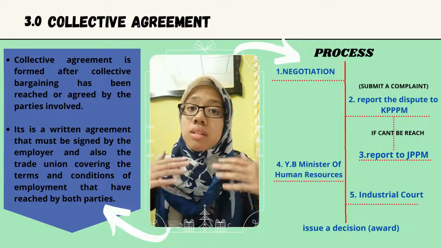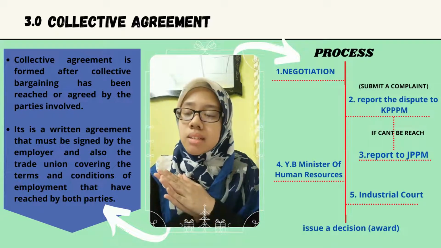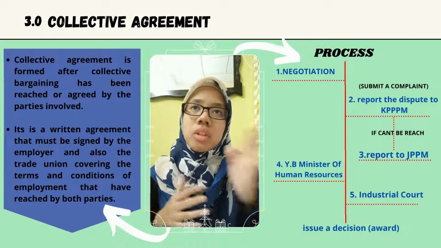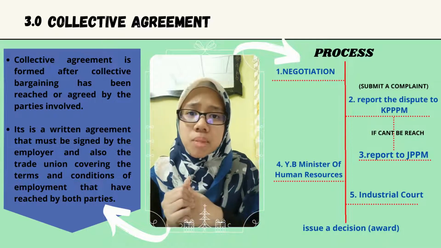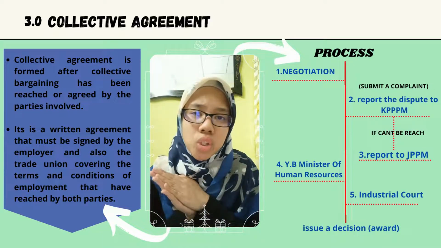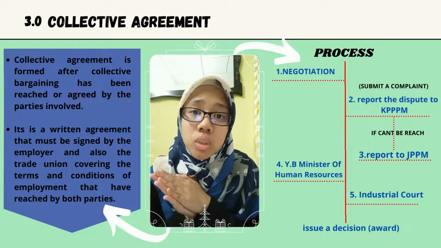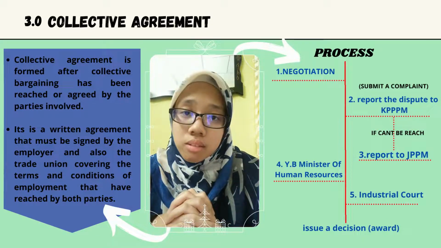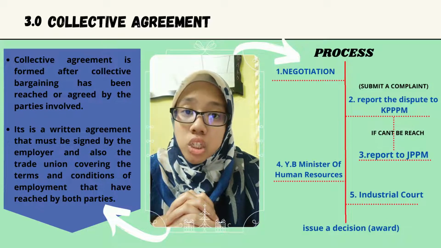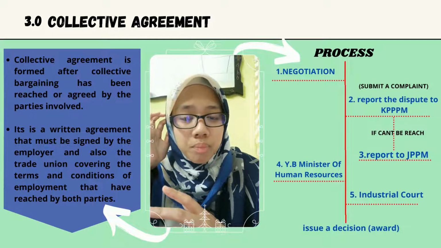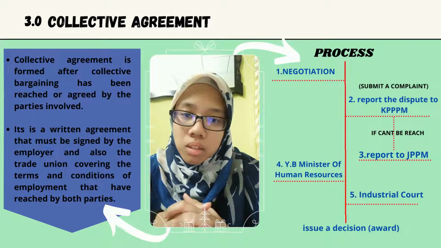And then if settlement also cannot be reached, KPPM will inform the YB, the Minister of Human Resource. After examining all the facts of the dispute, the Minister will decide whether it is appropriate or not to refer it to the industrial court. Finally, in the last process, the industrial court will decide and issue a decision related to the dispute. The decision by the industrial court is binding on the parties involved, so they must follow all the rules and regulations set by the industrial court.